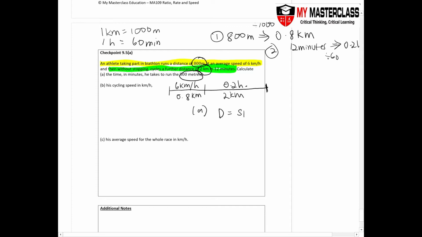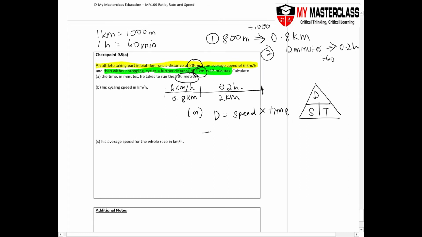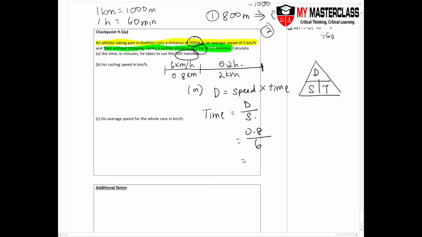Distance equals speed times time. Pull out your little triangle. You will know that the top part of the triangle is D, with S and T below. What does this mean? I'm trying to find time, so this means distance divided by speed. So you have 0.8 divided by speed, which is 6. So I'll have 0.8 divided by 6, which gives me 2 over 15 hours.